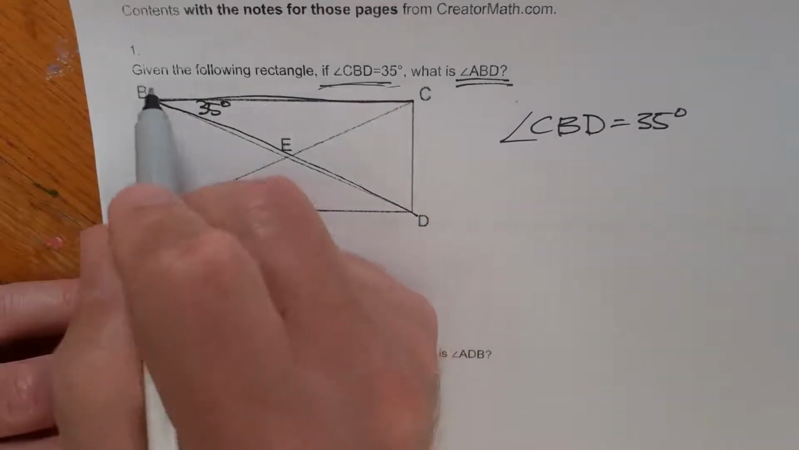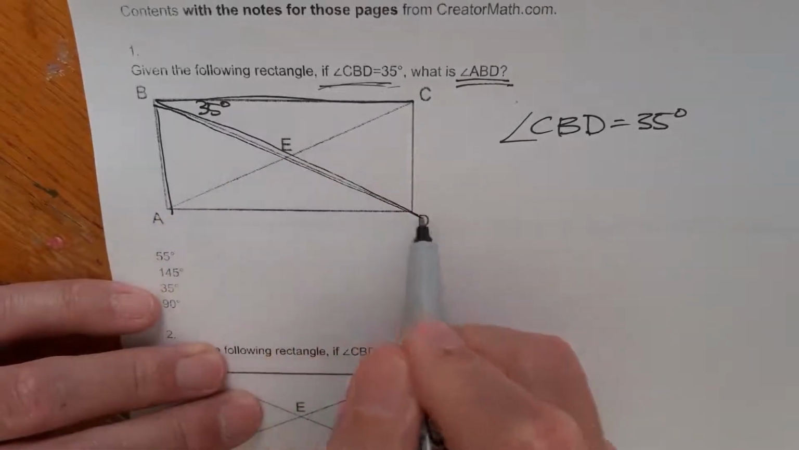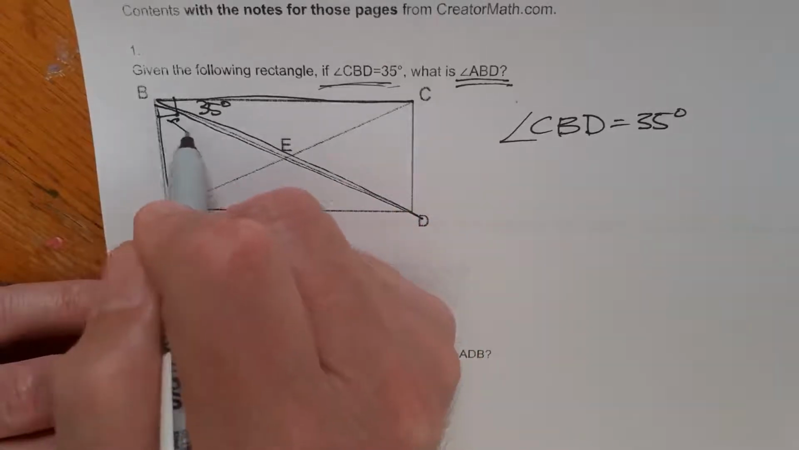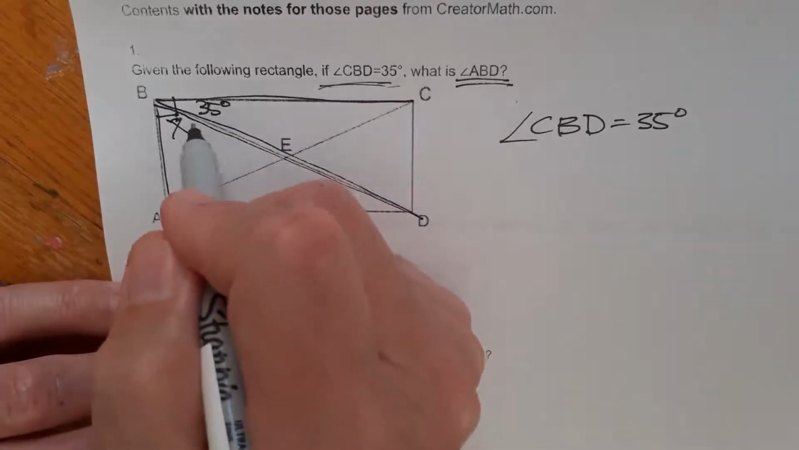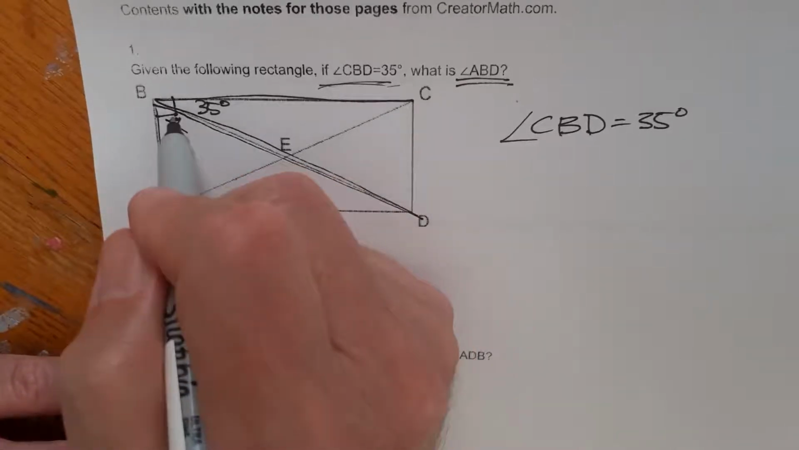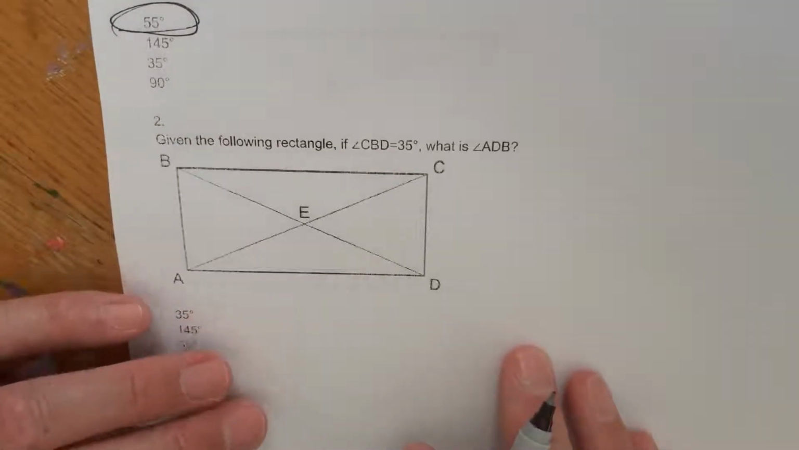Angle, here's A, and here's B, and here's D. Okay, so this one here. Well, in a rectangle, this corner is 90 degrees. So we want to make this X. So what plus 35 equals 90? It's going to be 55 degrees. 55 plus 35 equals 90. Not too bad to start off with.